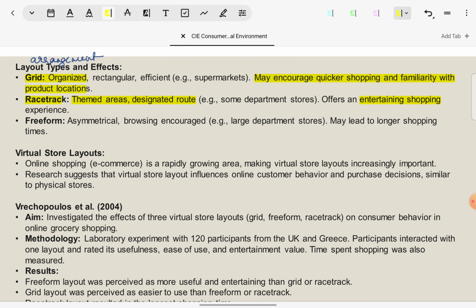So people like this type of exploration. It is not meant for shoppers who want to save time or who are looking for quick purchases. It's meant for those who just want to have a fun time. And then there are free-form layouts.